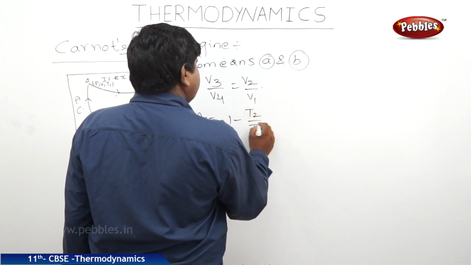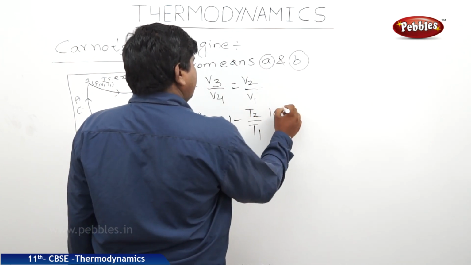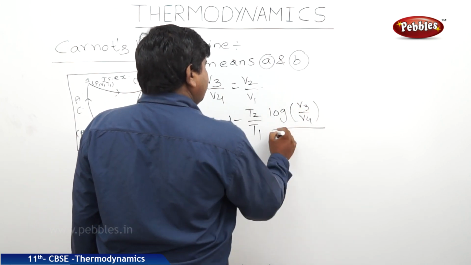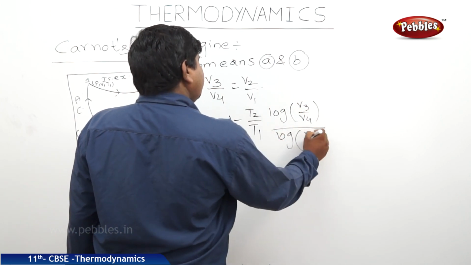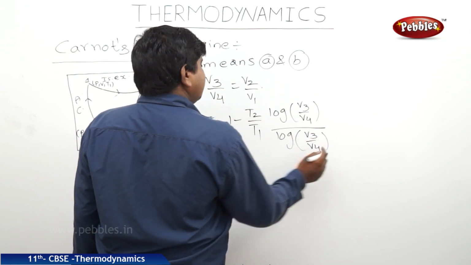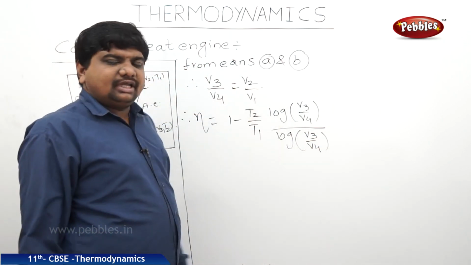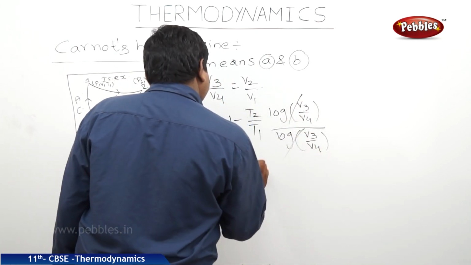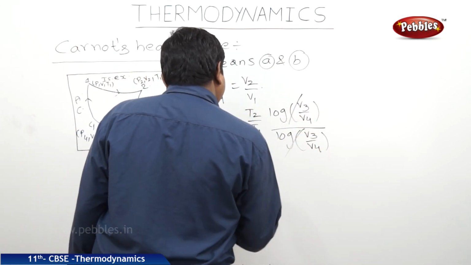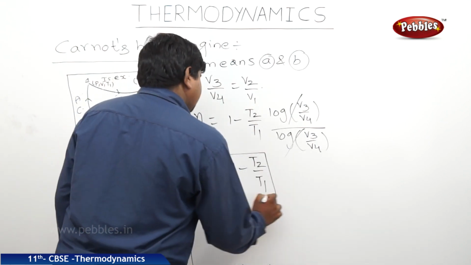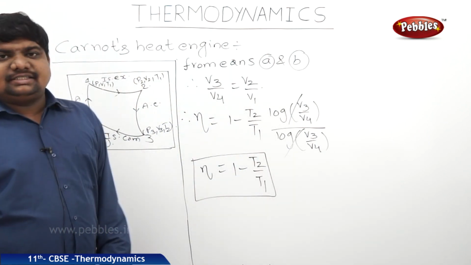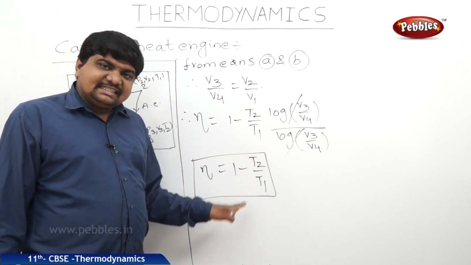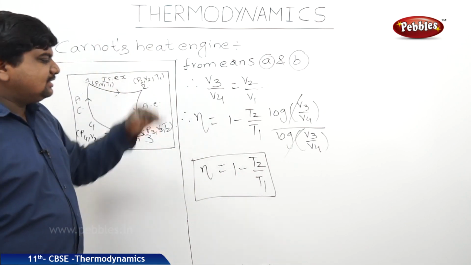Therefore, eta is equal to 1 minus T2 by T1 into log V3 by V4 whole divided by log V3 by V4, because in place of V3 by V4 we can write V2 by V1. So, these two get cancelled, therefore it is 1 minus T2 by T1. Therefore, eta we will get 1 minus T2 by T1. So, this is the way to find out the efficiency of Carnot's heat engine.